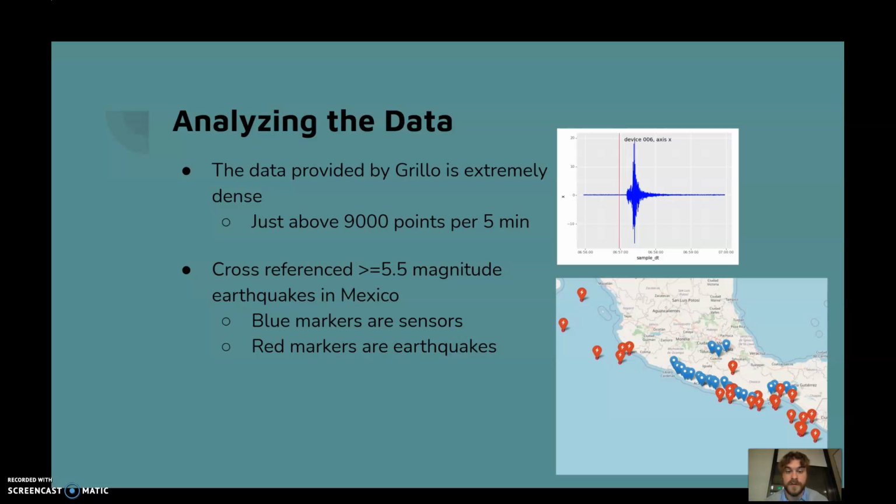So the initial approach was to first cross-reference 5.5 magnitude earthquakes in Mexico and produce a map that will show me where those earthquakes are relative to the sensor's latitude and longitudinal points. This was important for finding the time frame for this seismographic data I have printed right above.